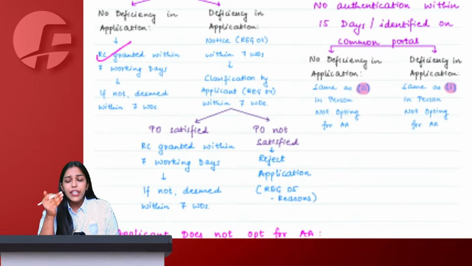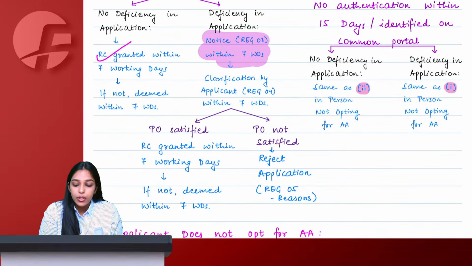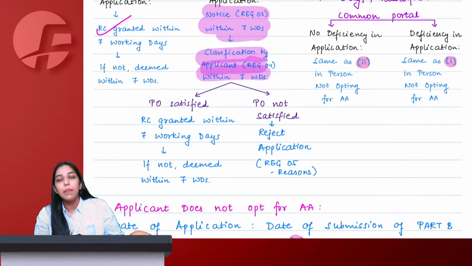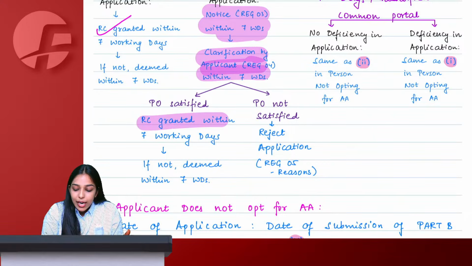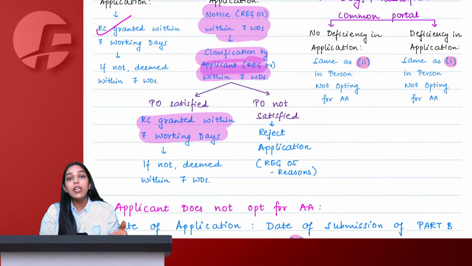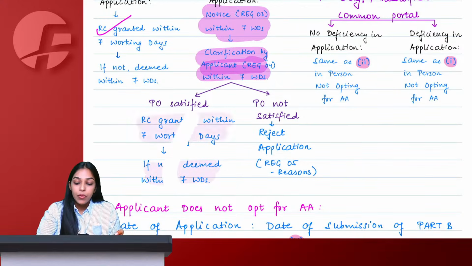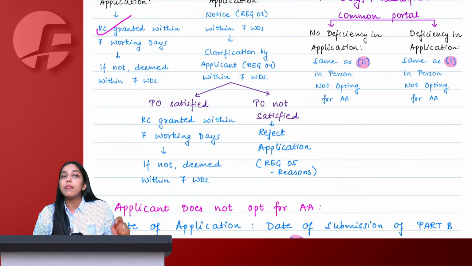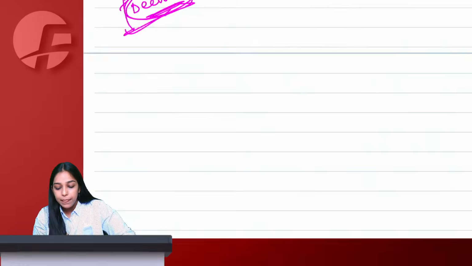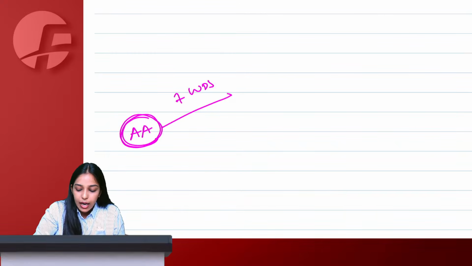Right, ma'am? If I get a notice, I have to reply within 7 working days of receiving the notice. Once I reply, the officer has 7 working days to be satisfied and give me the RC, or it will be deemed as if I have got the RC. But if the officer is not satisfied with my reply also, then within 7 working days, they will have to reject my application. See, understand, the day on which I undergo Aadhaar authentication, if everything is perfect, then within 7 working days, I will get the RC.